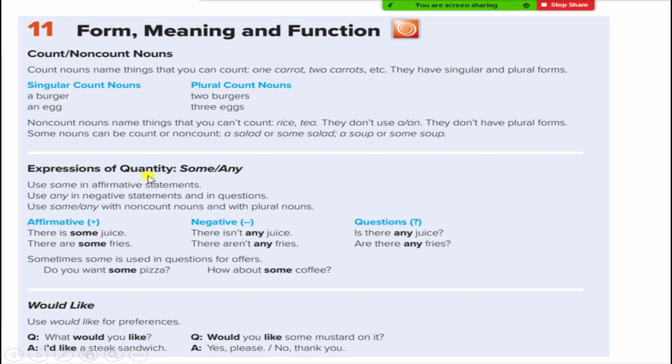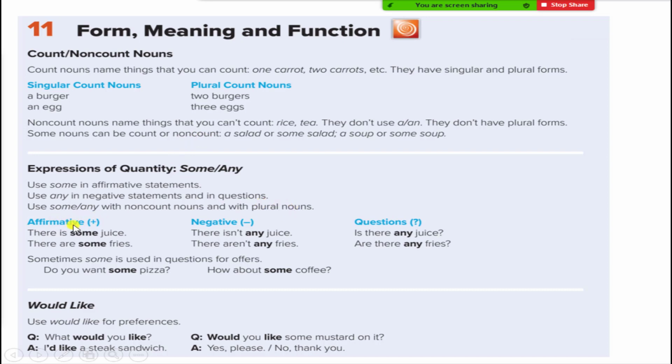Expressions of quantity, some and any. Use some in affirmative sentences. في الجملة المثبتة بنستخدم some. Use any in negative statements and in questions. في السؤال وفي الجملة المنفية بنستخدم any. Use some or any with non-count nouns and with plural nouns. والاتنين بنستخدمهم مع الأسماء التي لا تعد non-count and with plural nouns ومع الأسماء الجمع.